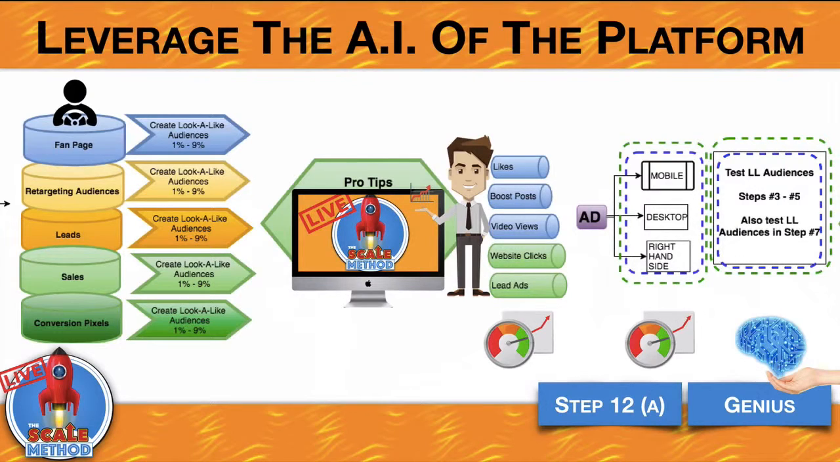See, what happens is when you take your fan page, retargeting audience, leads, sales, conversion pixels, you start creating lookalike audiences from 1 to 9%. Now, I can go into pro tips all day long here, but let's be honest. If you really want to know those next scale method steps, jump on our live presentation. We'd love to meet you. We've given you lots of actionable steps that you can take and implement right now.